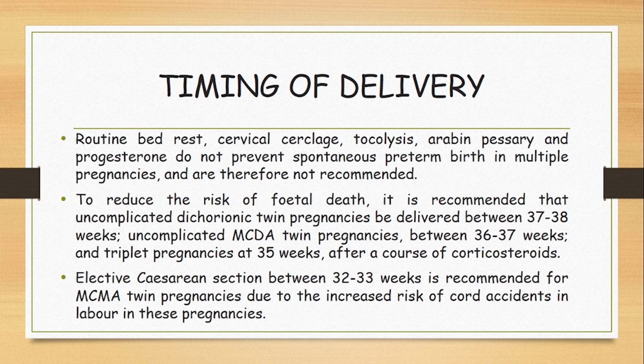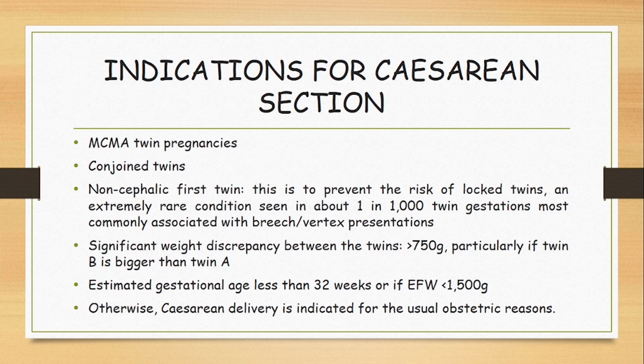Elective cesarean section between 32 and 33 weeks is recommended for monochorionic monoamniotic twins due to the increased risk of cord accidents in labor in these pregnancies. And remember, a lot of twin-to-twin transfusion syndrome cases are associated with monochorionic twin pregnancies.